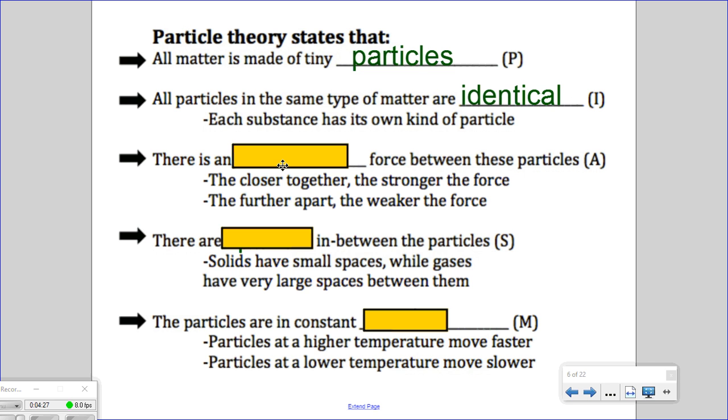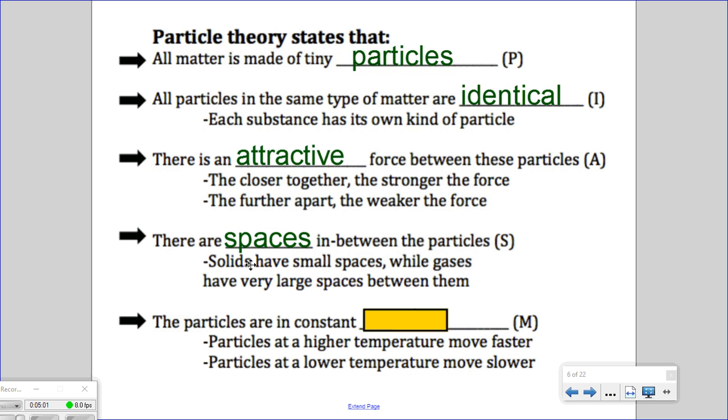Now, in the third point, there is an attractive force between these particles. So as these particles get closer together, the attractive force between the particles is stronger, so it holds them closer together, or they have a stronger attraction. The further apart the particles, the weaker the attractive force, or the weaker the attraction between the particles. So as they move further and further apart, there's less attraction between the particles.